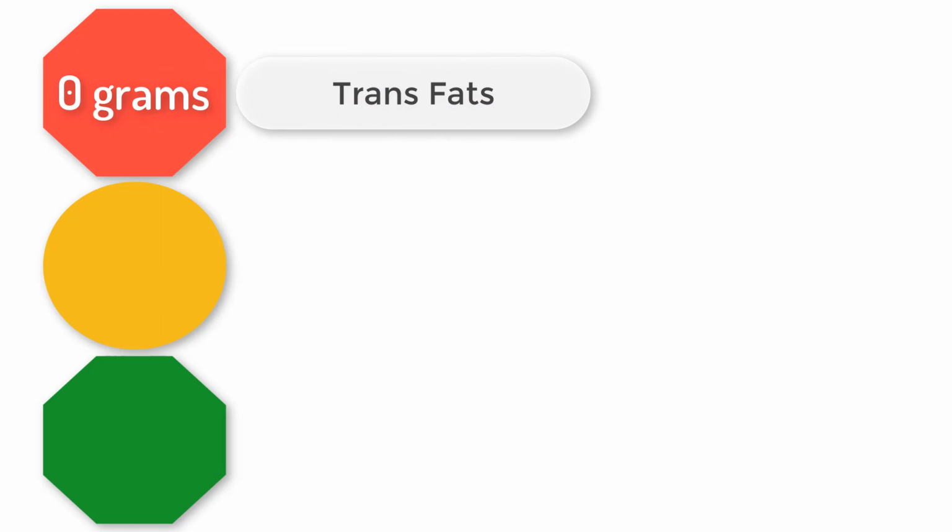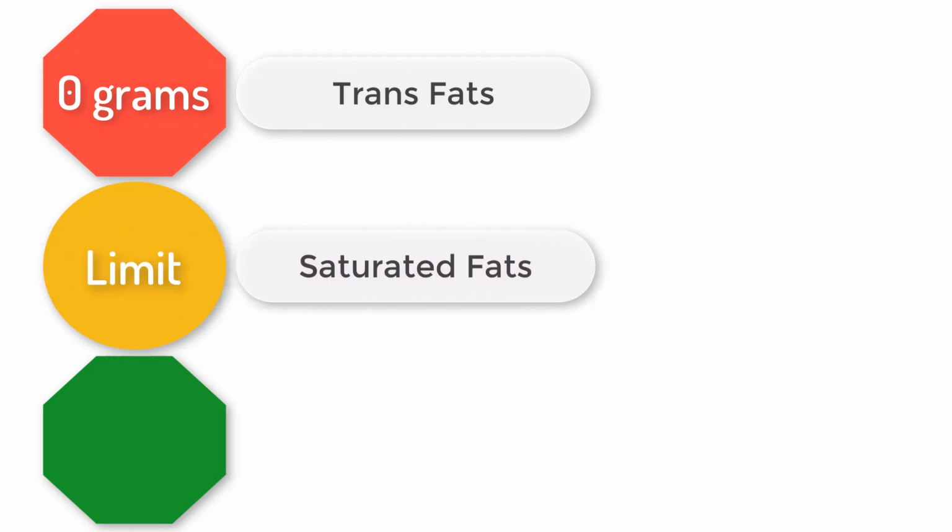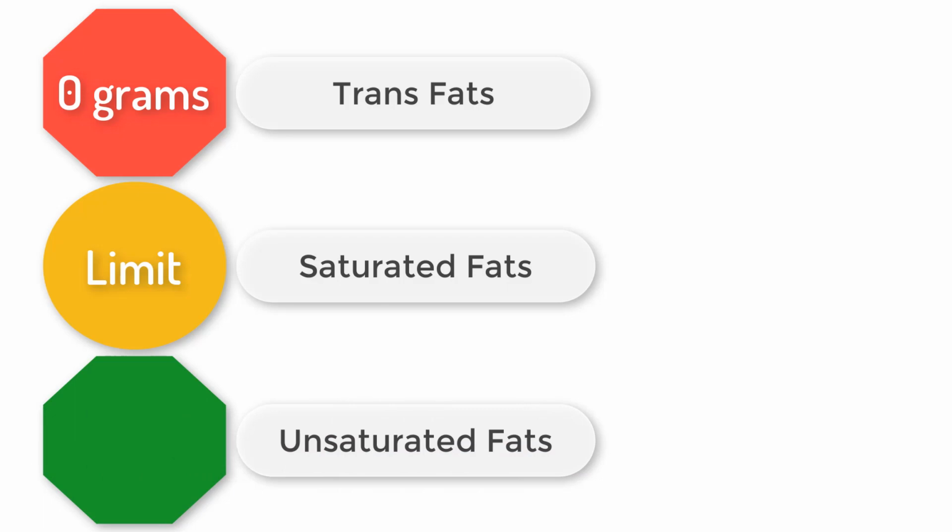But the goal is not like trans fat. Trans fat is the worst. Think about the traffic lights. Red is stop. You don't want any trans fats. And then the yellow light is the saturated fat. You want a little bit, but very little. And then there are the green fats where you can have a little bit more. Obviously, the portions should be controlled.